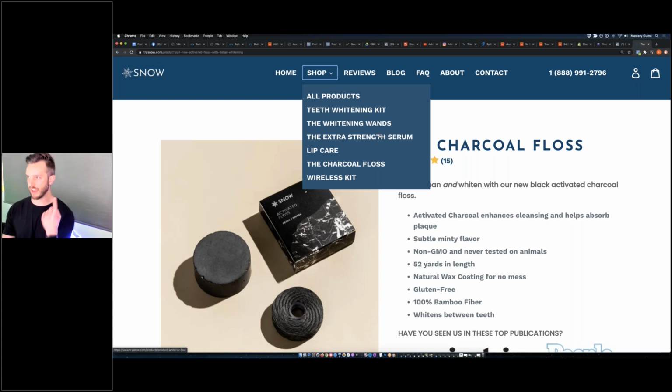But you can see they have the serum, they have the wands, they have the lip care, and they have the charcoal floss. These are additional products, right? They're complementary products. I went here and I bought some teeth whitening stuff off of his store. I bought everything. I even bought the charcoal floss. I bought it all, because I was like, oh, this makes sense. It goes with this, and it's going to make my teeth whiter. And this is going to help keep them white. And this right here, well, I'd like for my teeth to be cleaner. So let's try out this stuff here.